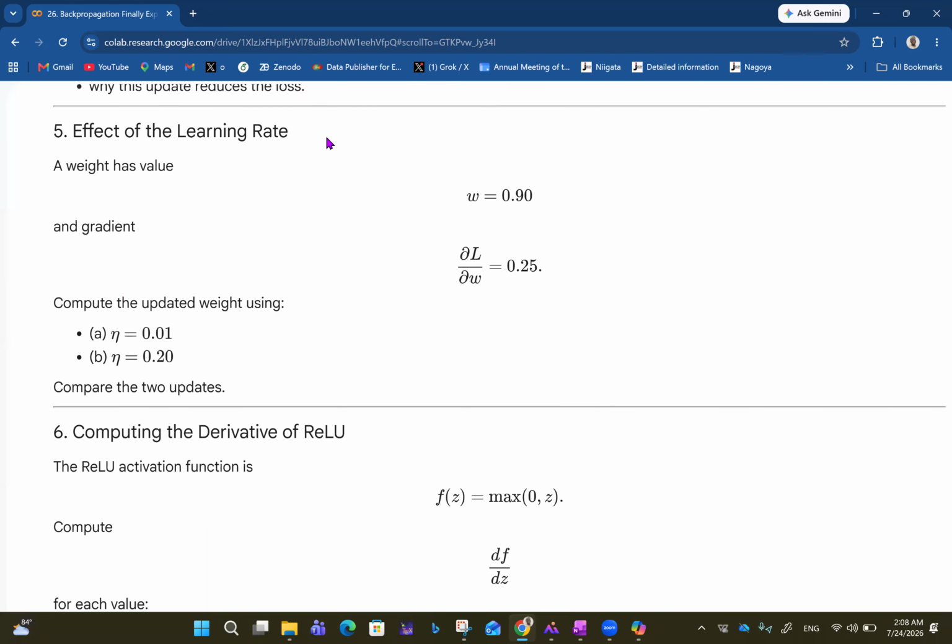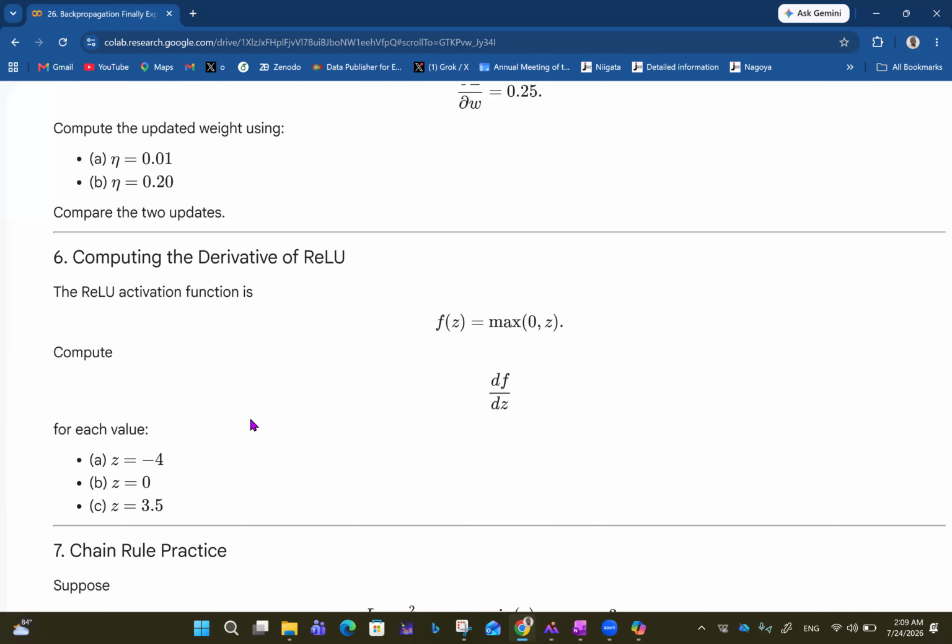Then the effect of the learning rate. A weight has this value and the gradient is that; compute the update using, of course, the smaller learning rate, which learns slower than 0.2. This one is smaller than this one. This is moderate, so this will be slow but steady. But this will move a bit faster and still converge to the result, most likely.